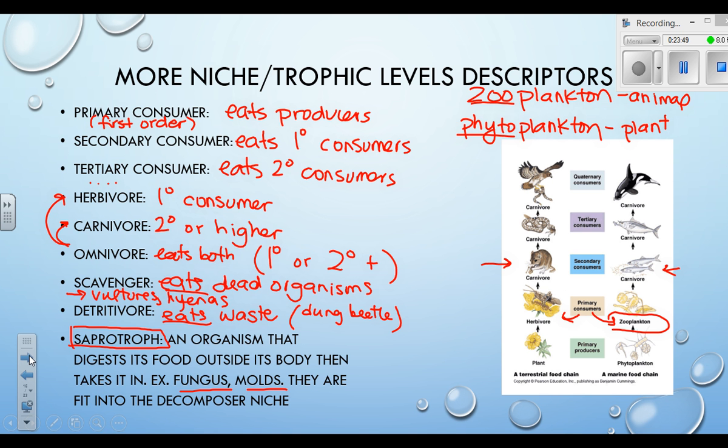Now, does anyone have any questions about trophic level descriptors?